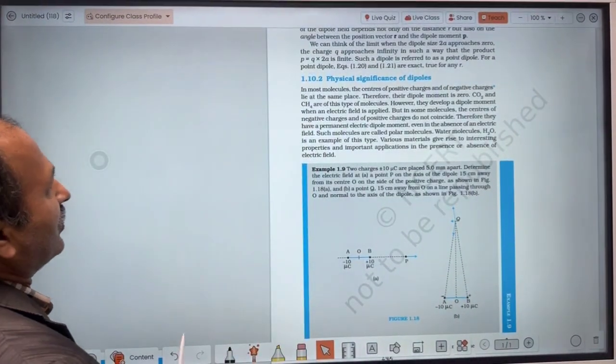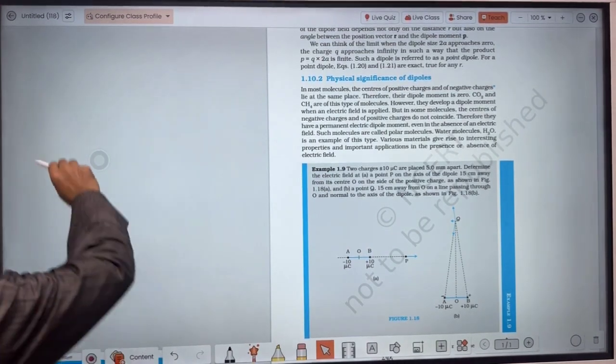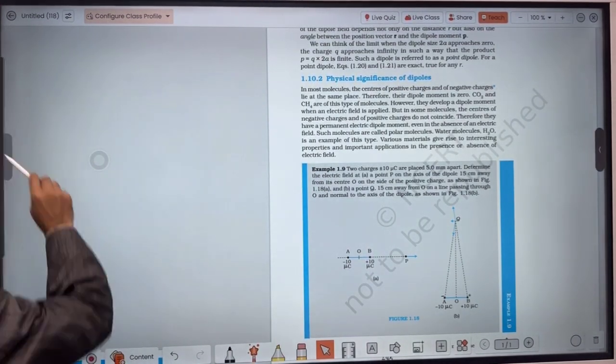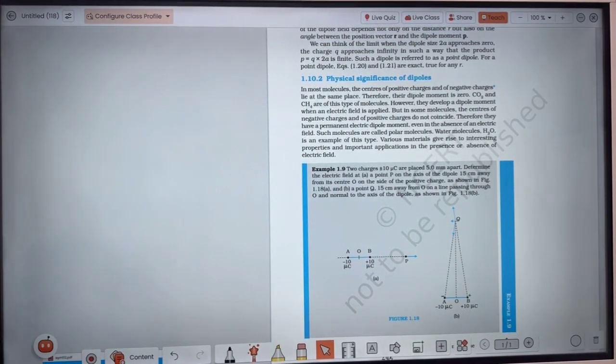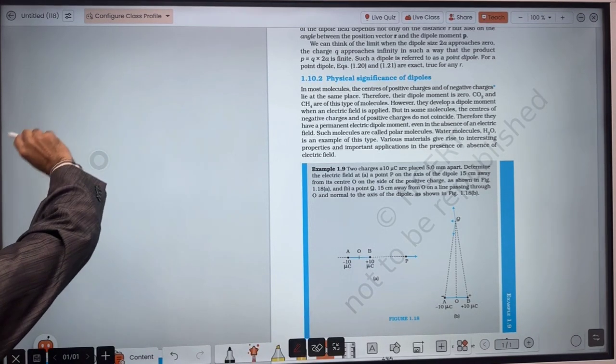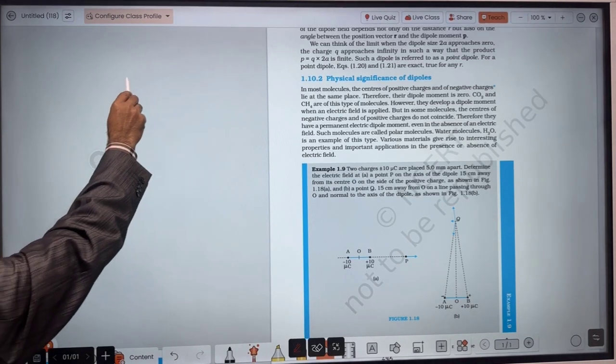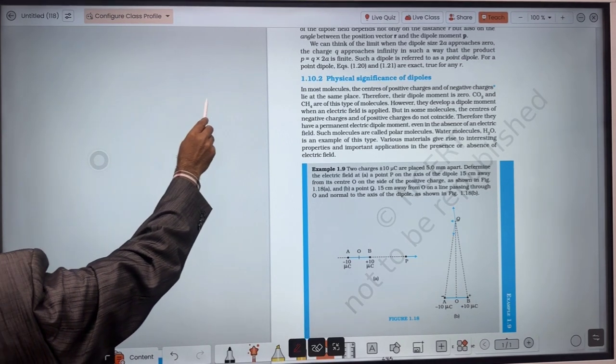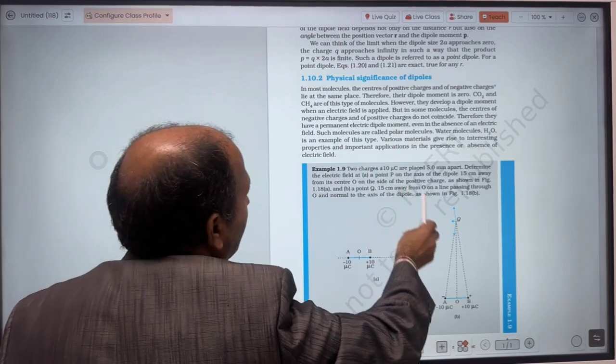In the previous lecture, we have seen the expression for the electric field due to a dipole on its axial position. Today, we will derive the relation for the electric field due to a dipole on its equatorial position.